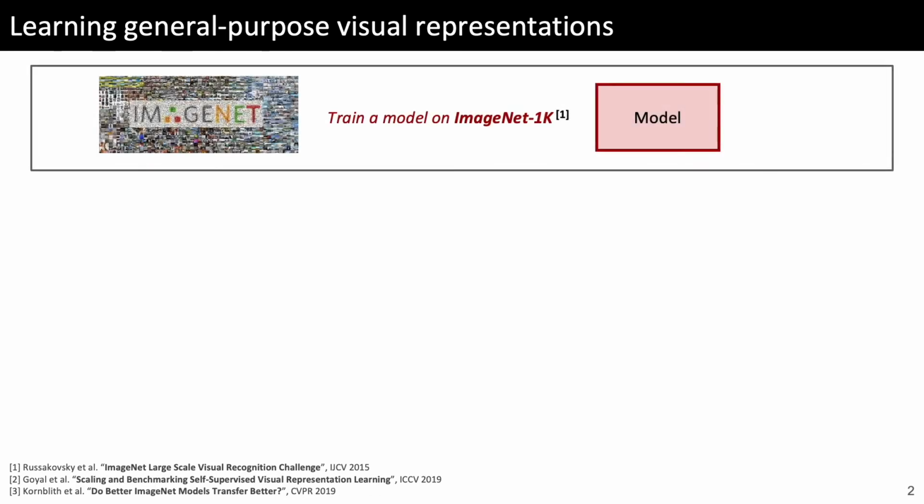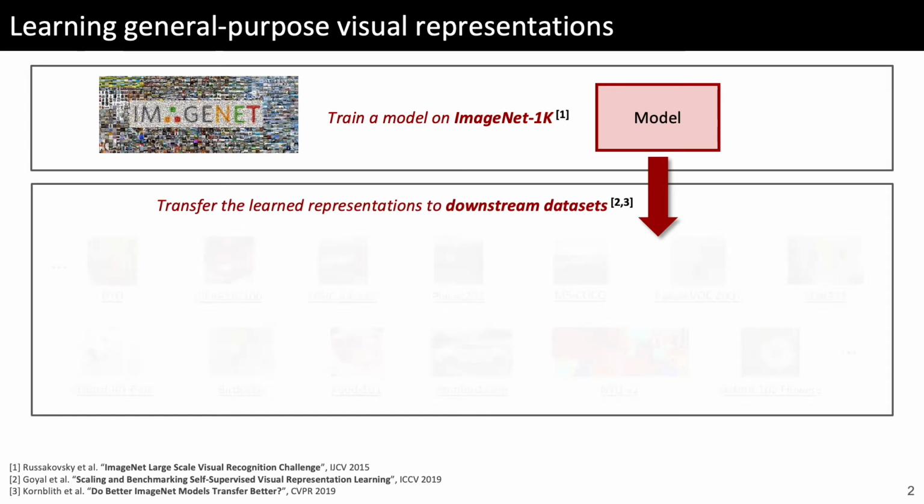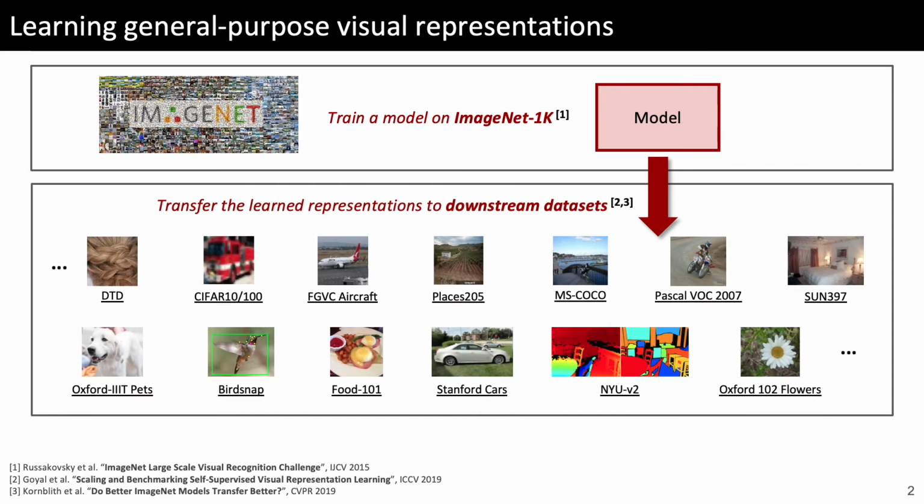We consider the problem of learning general-purpose visual representations. In this paradigm, our goal is to train a model by solving a pretext task on a large-scale dataset, which is typically ImageNet-1K. After we train our model, we hope that it has learned high-quality visual representations, which are useful to solve downstream tasks on other datasets, each containing a possibly different set of images and classes. And the overall performance of our model on these downstream datasets determines the generalization capability of our model.